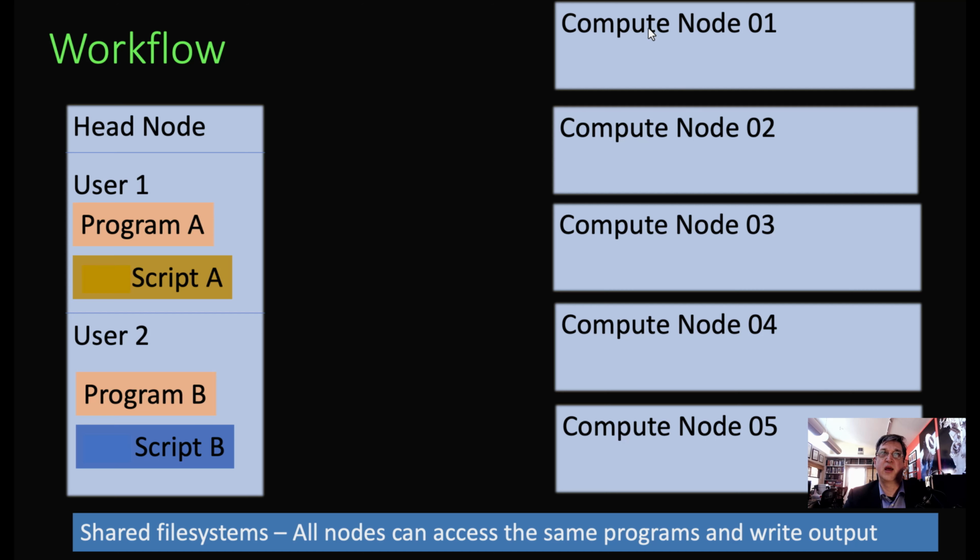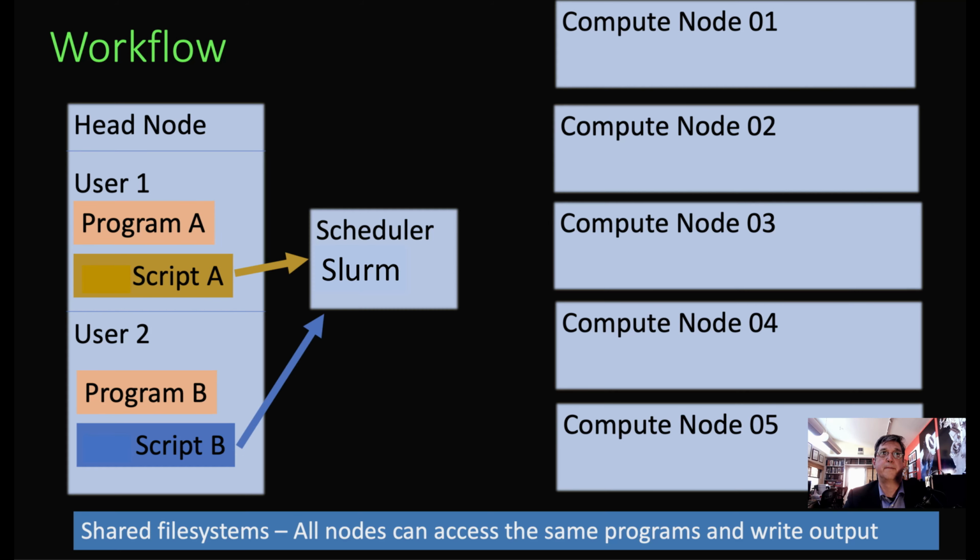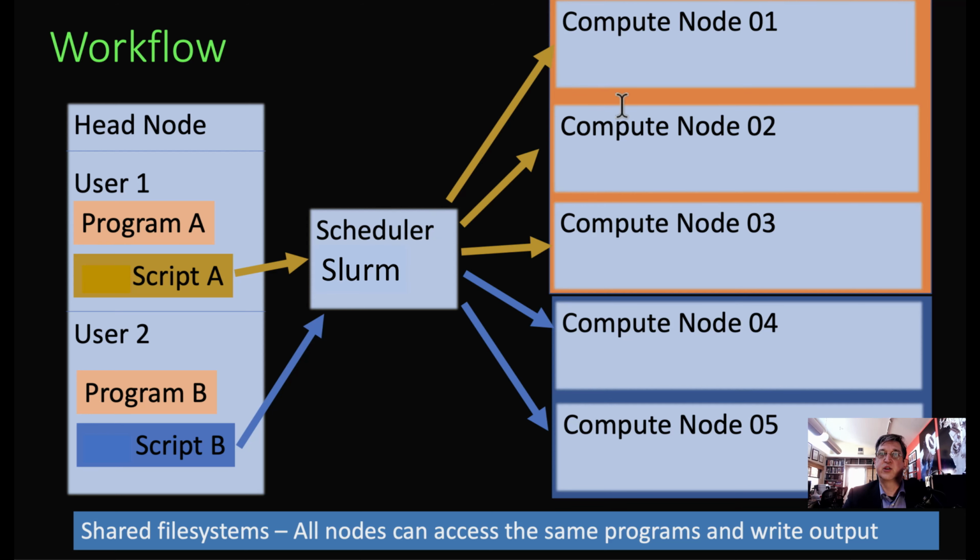And of course, on the back end, we have a bunch of compute nodes waiting to run. We submit our job with sbatch to the scheduler. And the scheduler is going to find the hardware that we requested in our script. So user 1 in their script A requested 3 compute nodes. User 2 in their script requested 2 compute nodes.